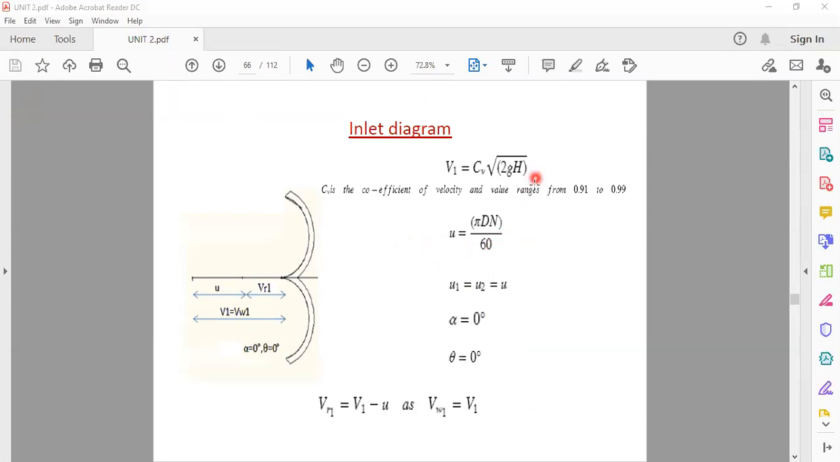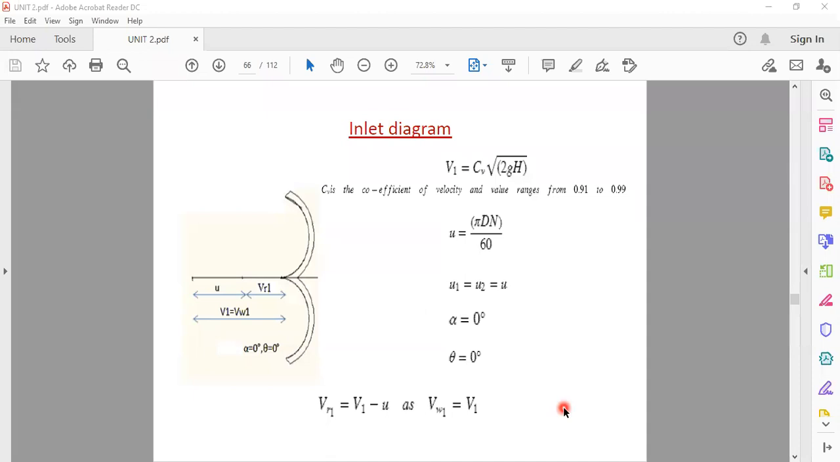So in the diagram, for solving the problem, some assumptions are there: inlet diagram V1 equal to CV under root of 2GH. CV is the coefficient of velocity and its value ranges from 0.91 to 0.99.